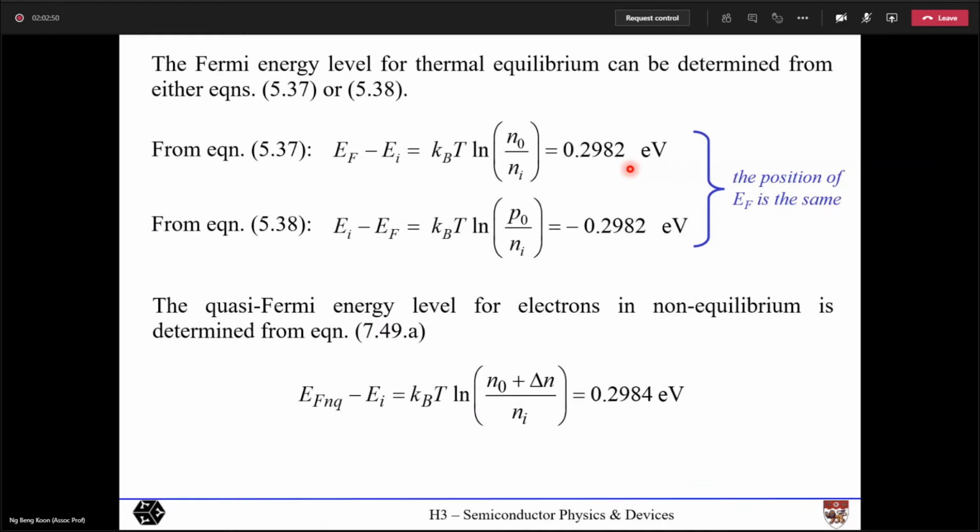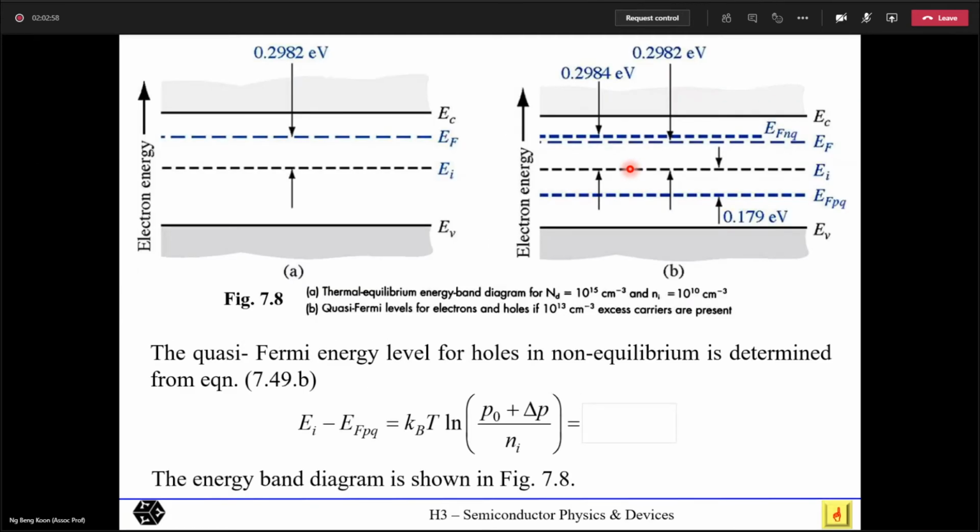Now, what about applying it to the non-equilibrium hole concentration? If you apply this, you find that the Fermi level is actually quite different from the value you determined under thermal equilibrium. You see here that Ei minus EFpq is now positive, with a value of 0.179, which implies that EFpq is actually below Ei.